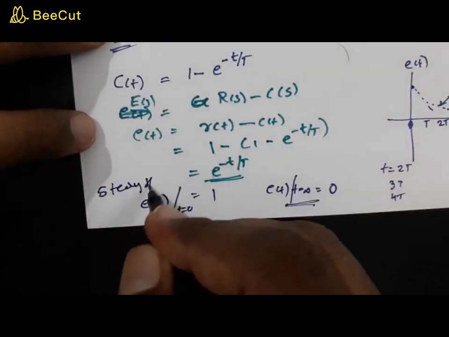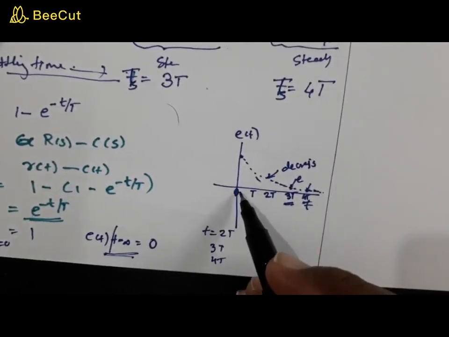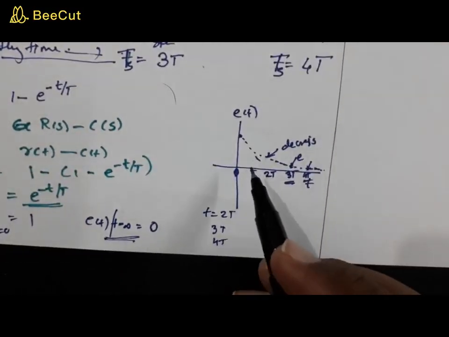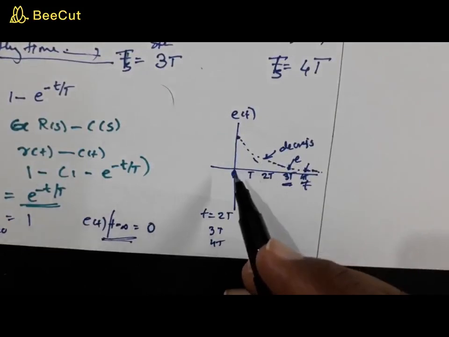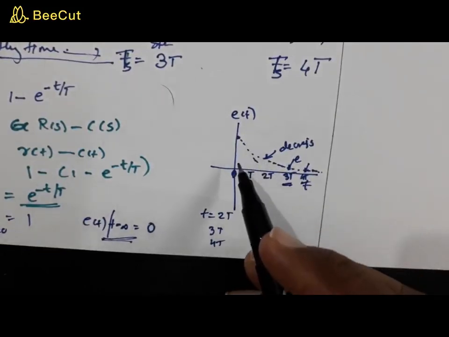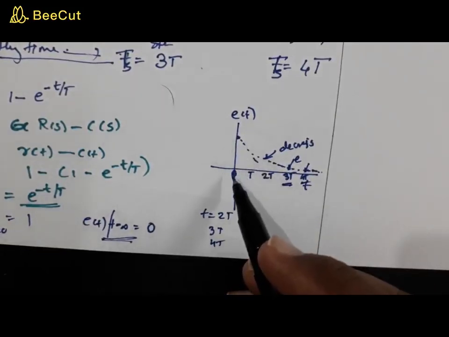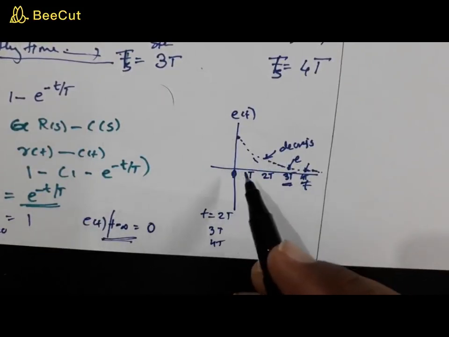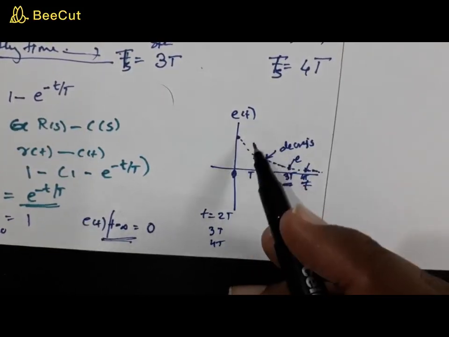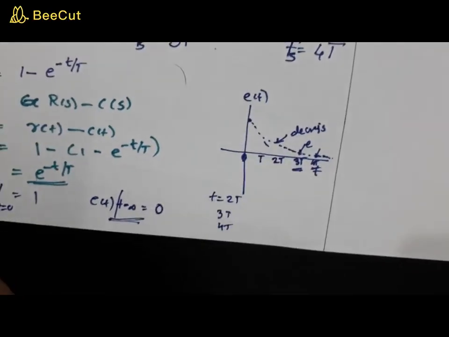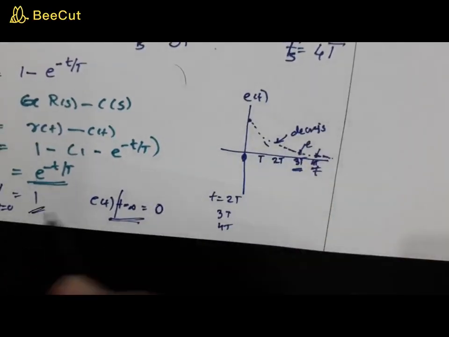Steady state error: we are actually calculating the error at each time instant. At time t equal to 0, at the start, in comparison to the steady state, the error is maximum, right?